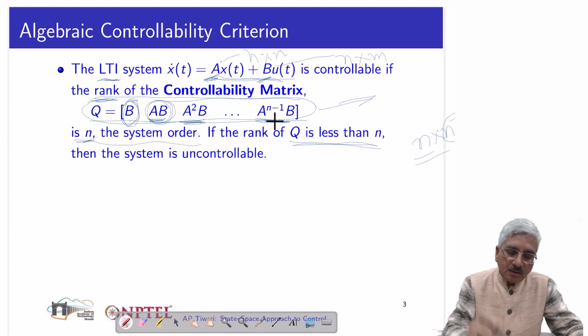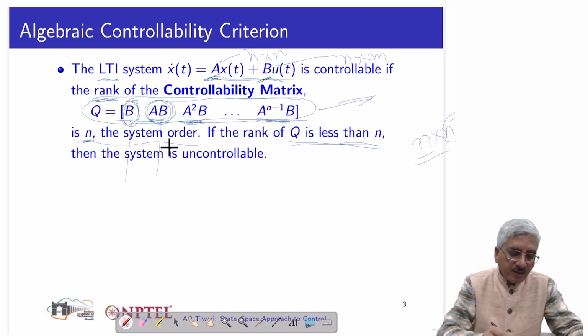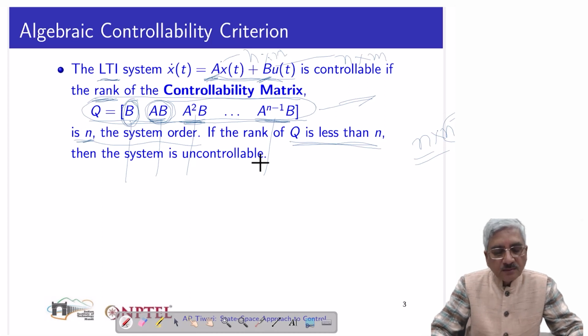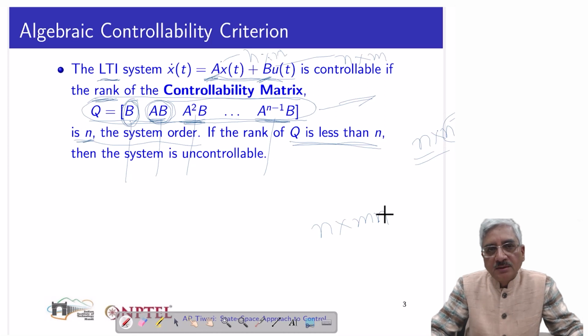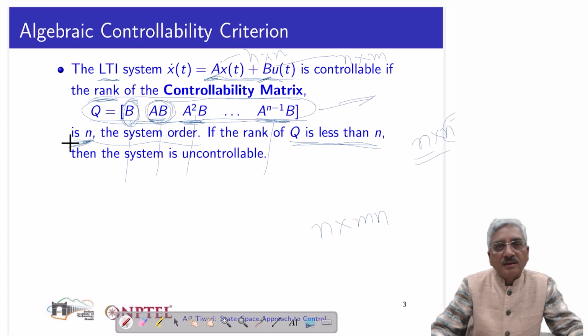So we get an n by m matrix for AB also. Similarly for A square B also, up to A power n minus 1 B. So this is m columns, this is m columns, this is m columns, and so on. So this is a matrix consisting of n rows and mn columns, an n by mn matrix. It's a huge number of columns, and out of that we have to see that its rank is n. Then the system will be controllable.